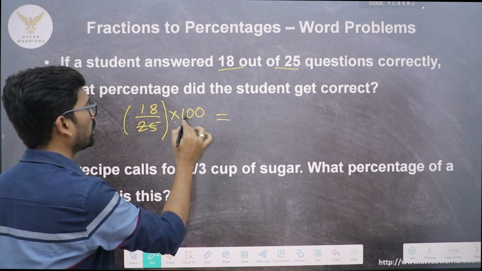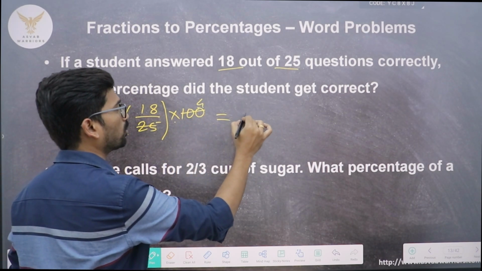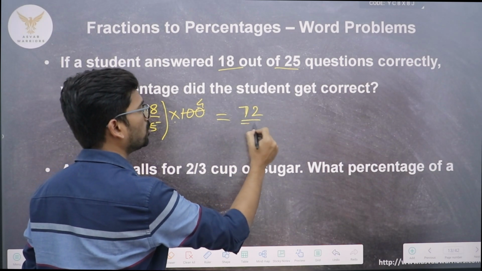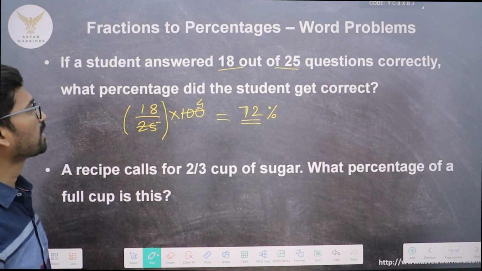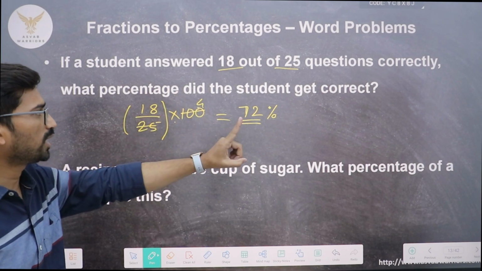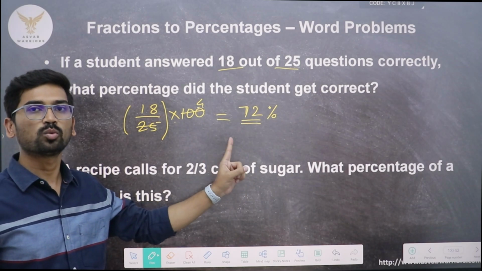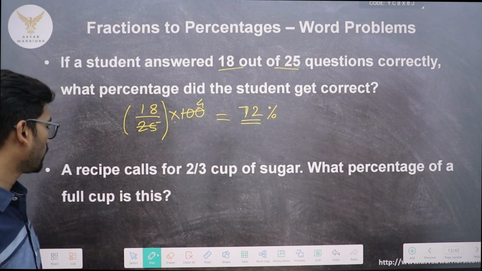So 25 times 4 is 100, and 18 times 4 is 72. What is this? 72%. So when the student answers 18 out of 25 questions correctly, then we can say the student has answered 72% of the questions correctly. Now moving on to the next question.